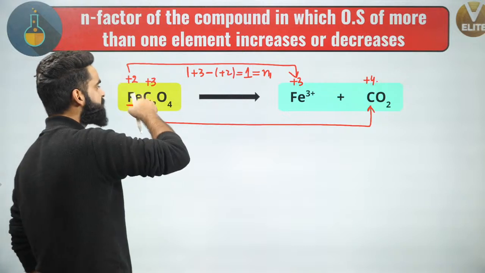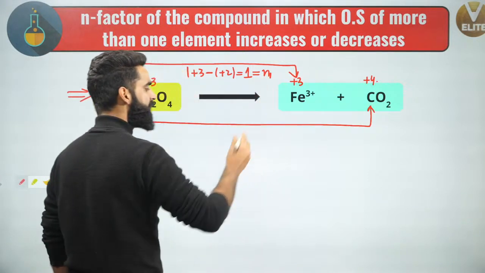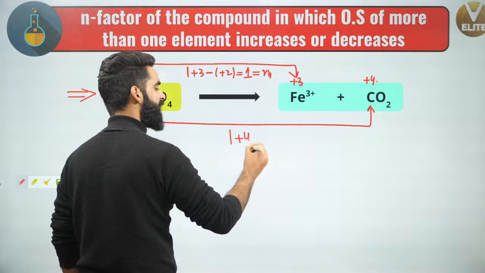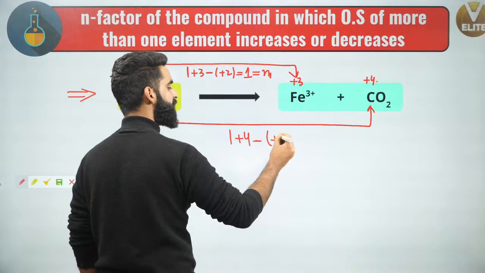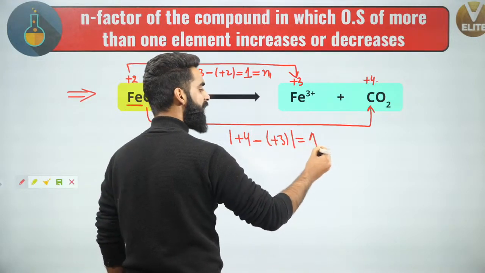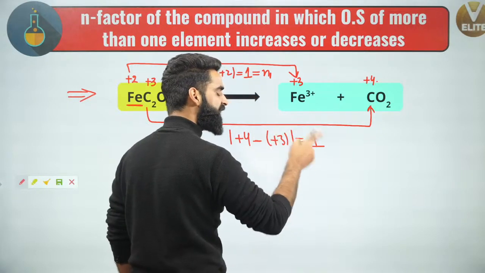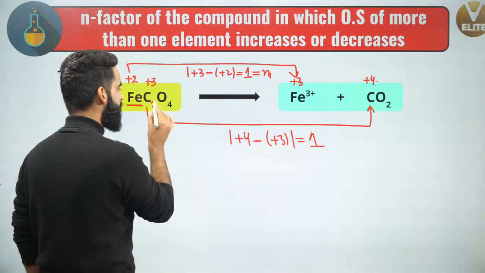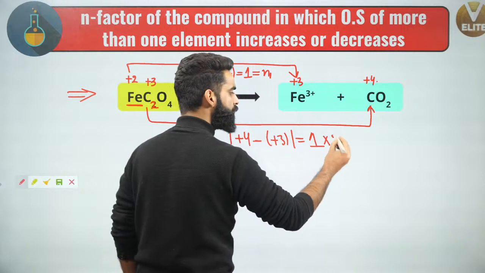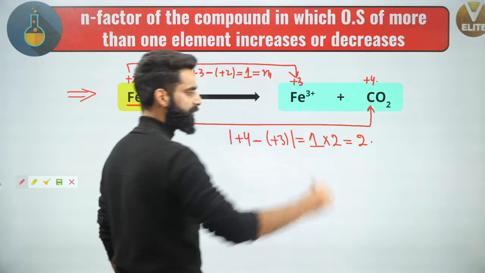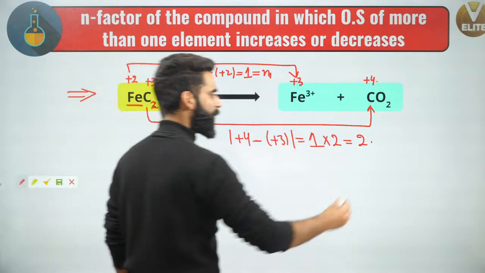Similarly, guys, the oxidation state of carbon is changing from +3 to +4. So the change in the oxidation state is going to be the final oxidation state minus the initial oxidation state. You'll get the value over here as 1, and 1 is the change in the oxidation state for one atom of carbon, but right here I have two atoms, so I'm multiplying it by 2. So you are getting the value as 2, and this 2 I'll call N2.